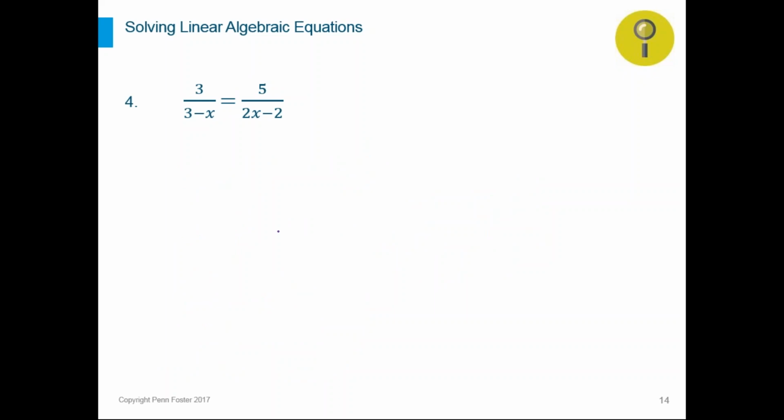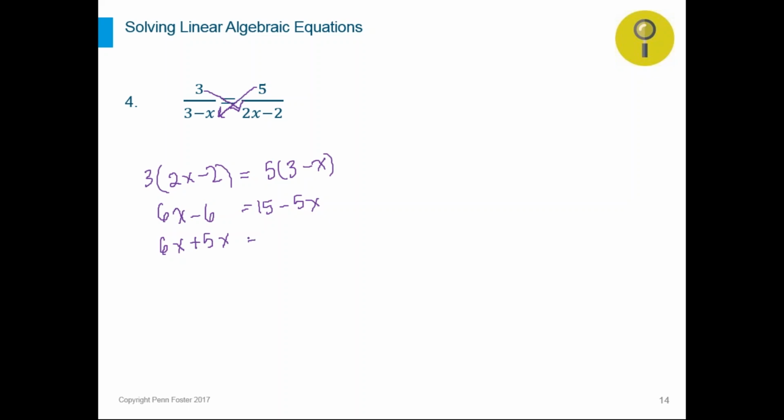It's the same thing: 3 over 3 minus x equals 5 over 2x minus 2. I have one fraction on the left and one fraction on the right-hand side of the equation. Then I'm just going to go ahead and cross multiply. So I can do 3 times 2x minus 2 equals 5 times everything, 3 minus x. Distribute both. 3 times 2 is 6x minus 6 equals 15 minus 5x. Well, I see like terms. I have 6x and minus 5x. Bring it over to the other side, it will become positive 5x. Minus 6 here, bring it over to the other side with the opposite sign, so plus 6.